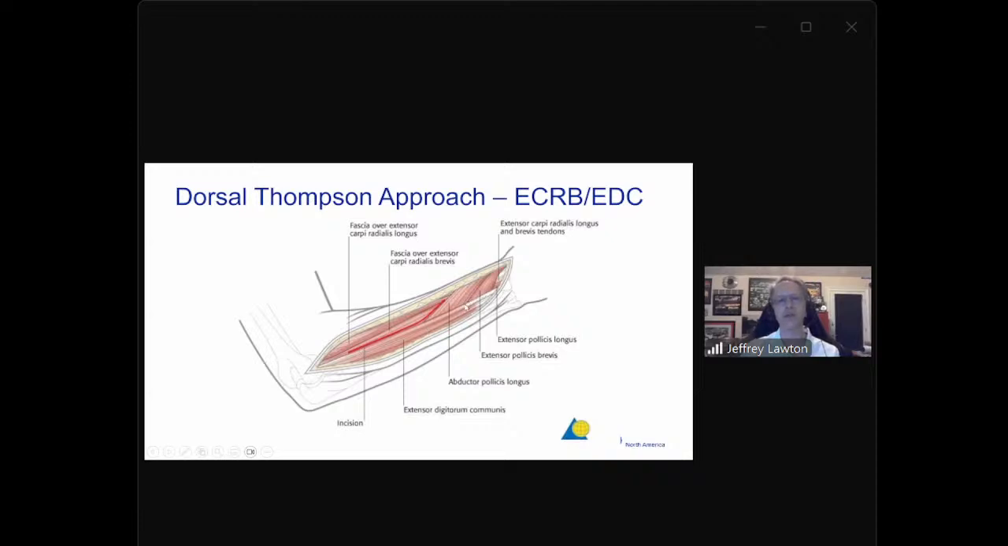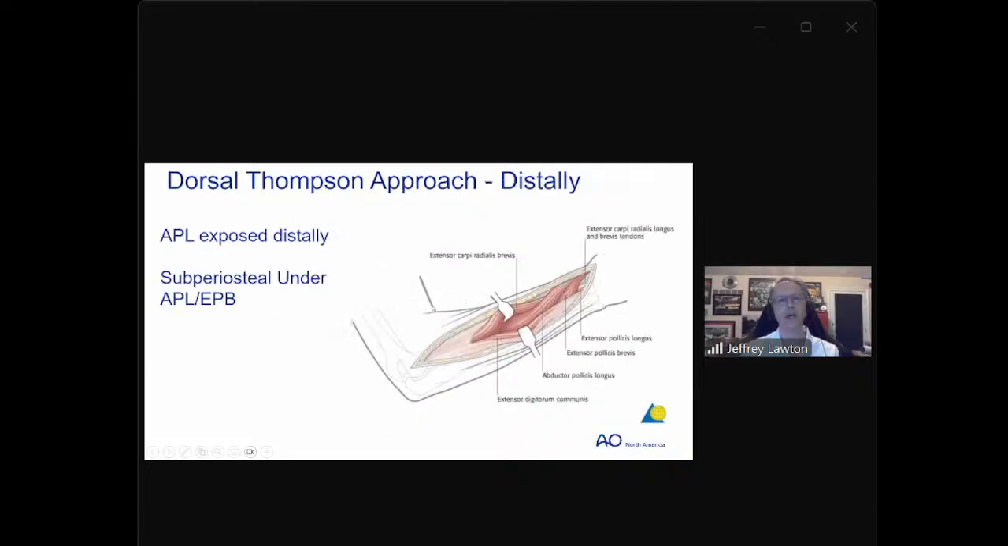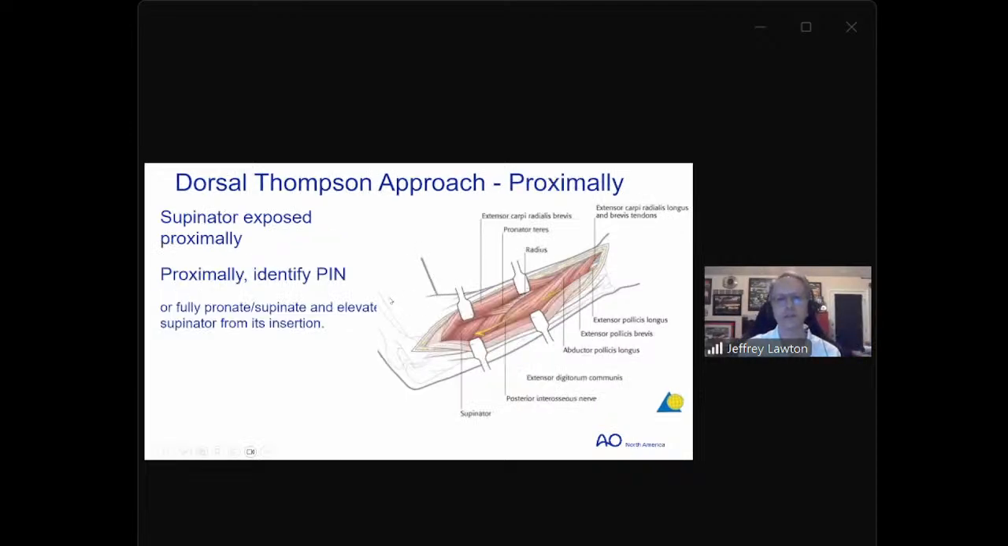So just a word about the distal part of the Thompson approach. Remember the outcroppers, the first dorsal compartment muscles are there, and you can go subperiosteally, from proximal to distal and from distal to proximal, with a Freer or a small Joker elevator. Get your plate under it, retract the muscles one way, get your screws in, retract the muscles the other way, and get your screws in if you want to go distal. Again, mostly we're talking about this approach going proximally.